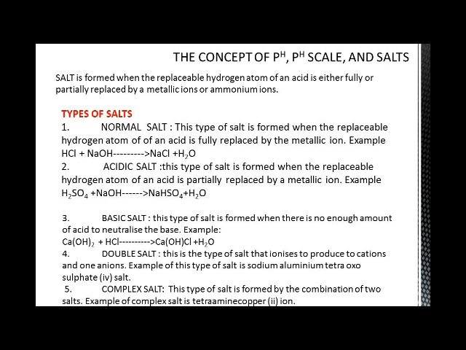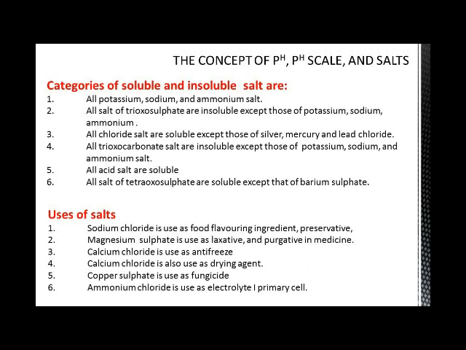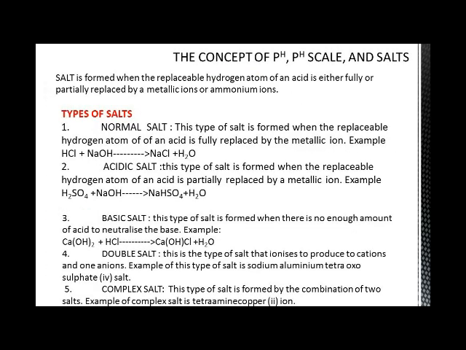Now, another example of salt is double salt. Double salts are salts that ionize in water to produce at least 2 cations. An example of double salt is sodium aluminum tetraoxosulfate 6 salt. This is also known as alum. It has great importance in the purification of water, especially the first stage of the purification of water known as coagulation or flocculation, where suspended particles of cloudy water are aggregated together.